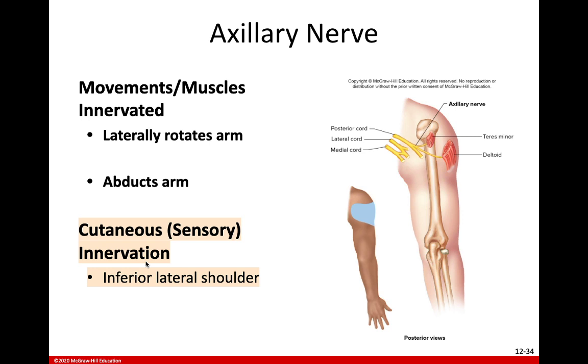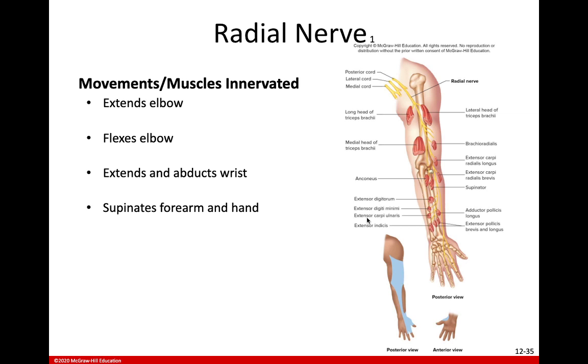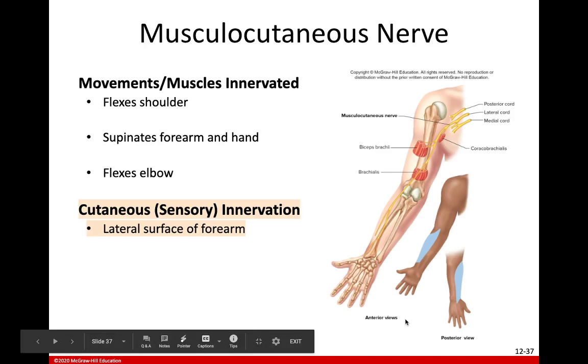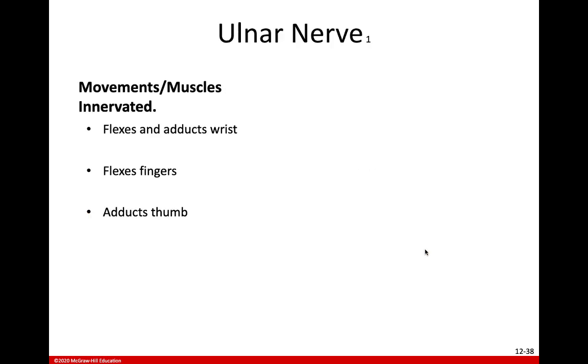So again, the axillary nerve is mainly innervating the lateral part of your shoulder. The radial nerve is mainly innervating the posterior of your arm and forearm, as well as the back, the lateral 2/3 of your hand. So that's around your thumb and your pointer and middle finger. The musculocutaneous nerve is innervating the lateral surface of your forearm, as you can see here.